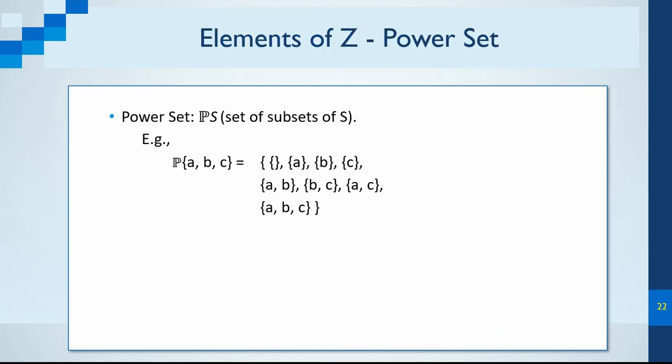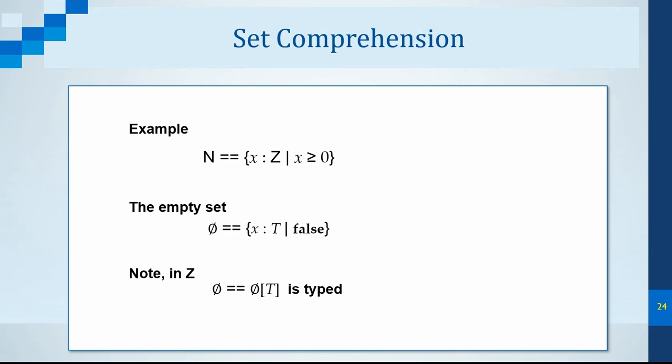For example, in this example we have only the declaration and predicate. We don't have the expression. That means all the items x belong to Z, all the Z numbers, and then x is greater than or equal to 0. So this is the natural numbers. Then the empty set: x belongs to T. You should see what T is, and then it's false. So this set is empty because it's always false. That means the condition is always not satisfied.